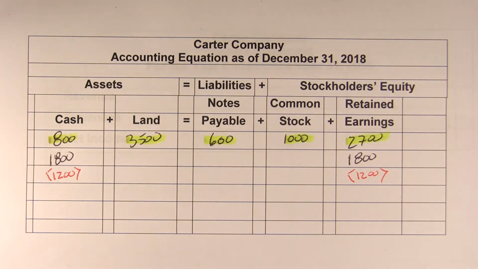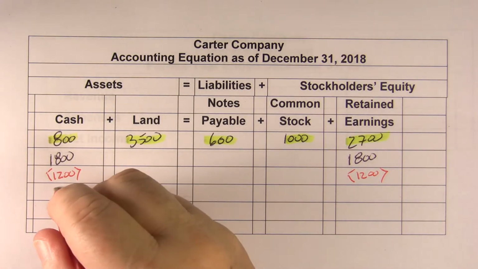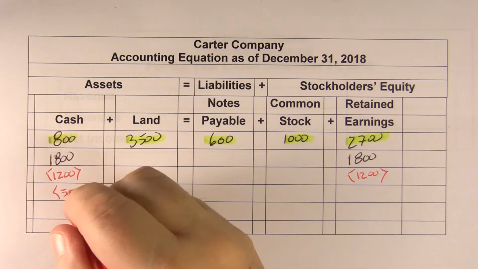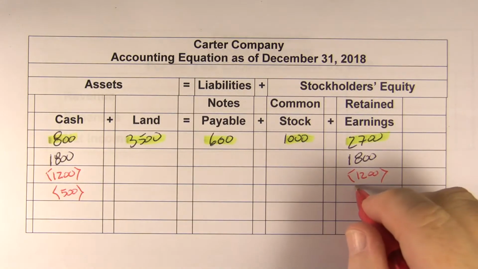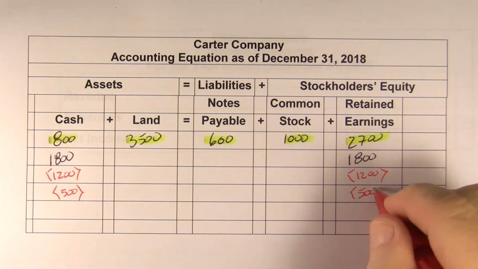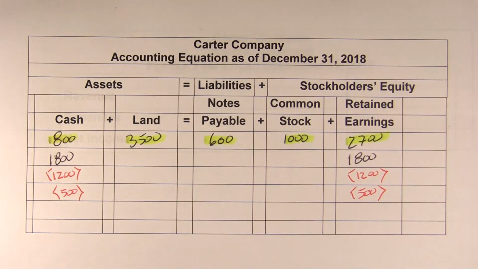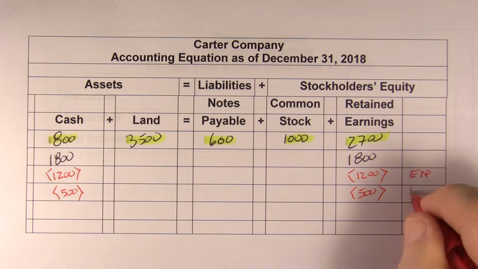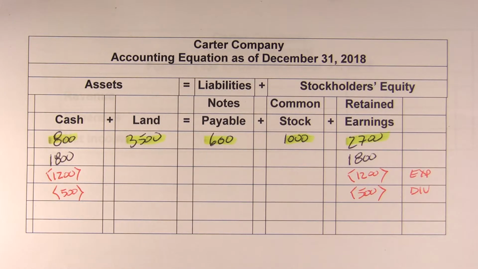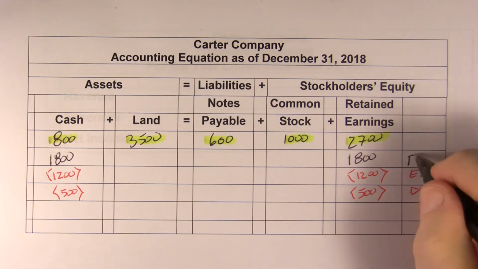Remember our little funnel picture? And then we pay dividends to our owners. Not an expense, giving back some of our earnings to our shareholders. $500. So this is an expense. This is a dividend. This is revenue.